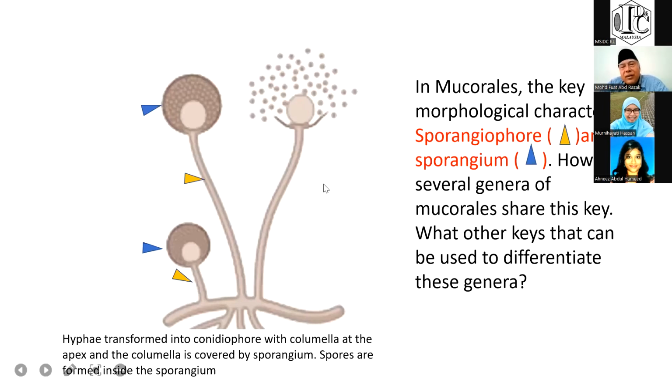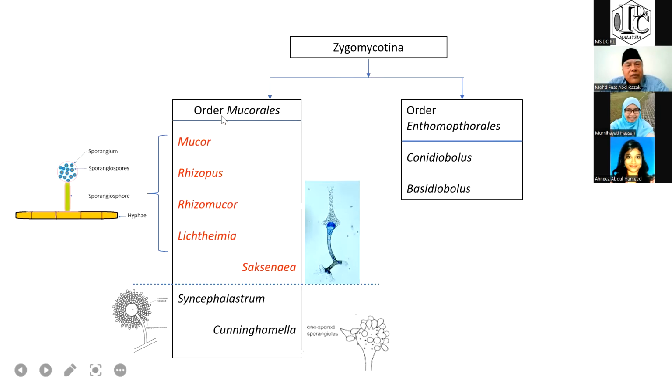This is the basic structure of a group of fungi in the Mucorales. Mucor, Rhizopus, Rhizomucor, Lichtheimia, and Saksenaea are five genera of Mucorales, and they share the same morphological characters, as we described in the previous slide. They look very similar, so how do we differentiate them? We have to look for key morphological characters to differentiate Mucor from Rhizopus, from Lichtheimia, from Saksenaea.